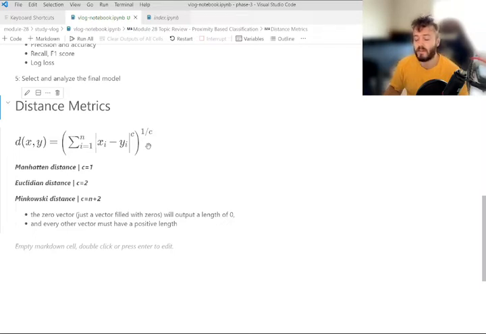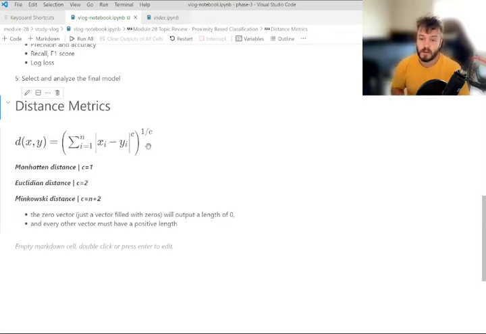Minkowski distance is a little weird, but it's also probably the most generalized version. So you see where I have c equals n plus 2. All that really means is that Manhattan distance and Euclidean distance are special cases of Minkowski distance. So we give them an honorable mention, but Minkowski distance is really where those come from, and they're just different values for c, right? And then Minkowski distance could be c equals 5 or c equals 7 or whatever.